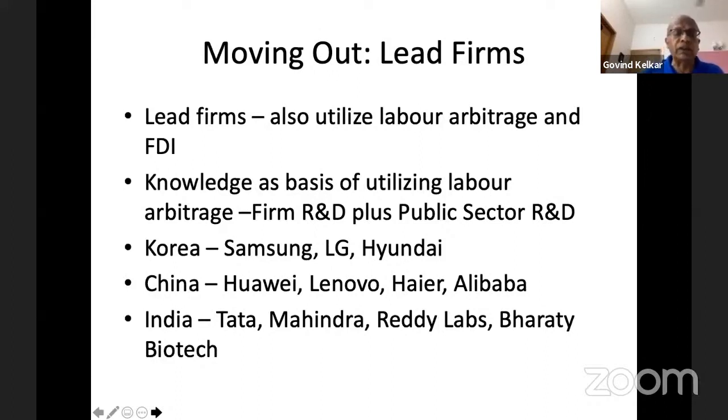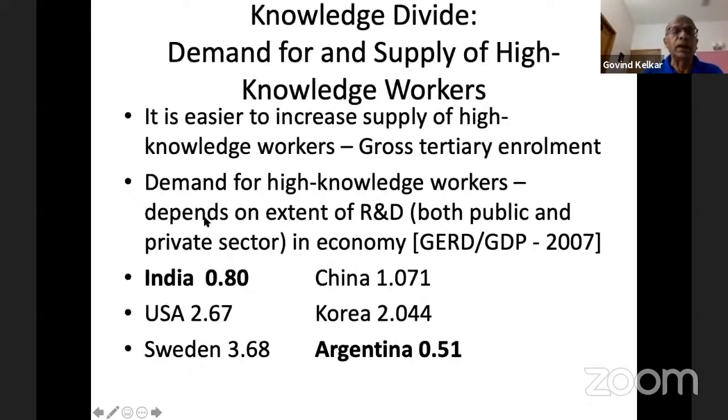Now, within this developing a higher growth path, there are some traps that one has to be careful of. For instance, the knowledge divide. There is both a demand and a supply of high knowledge workers.